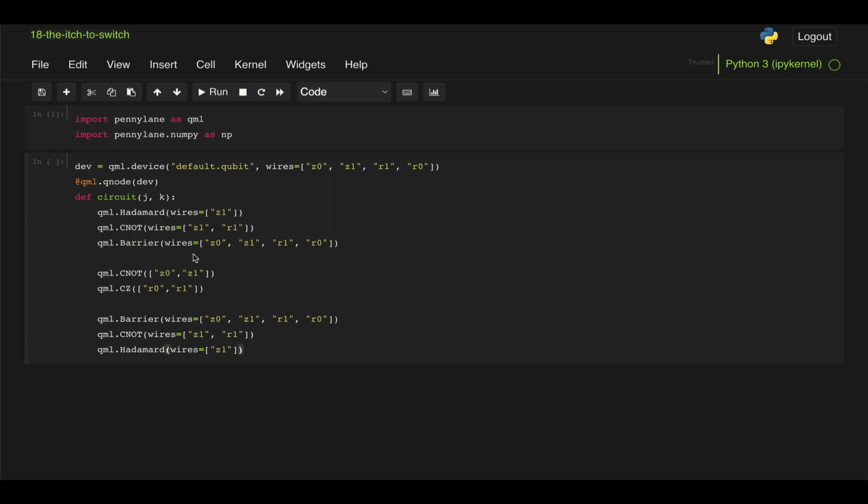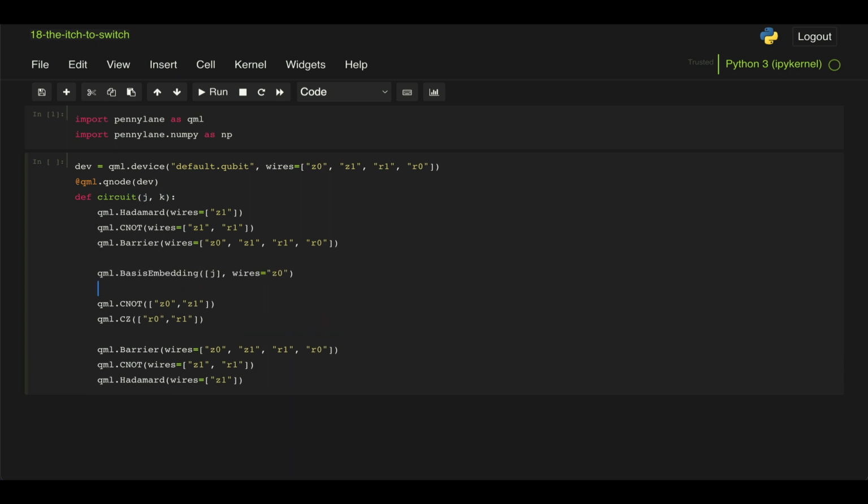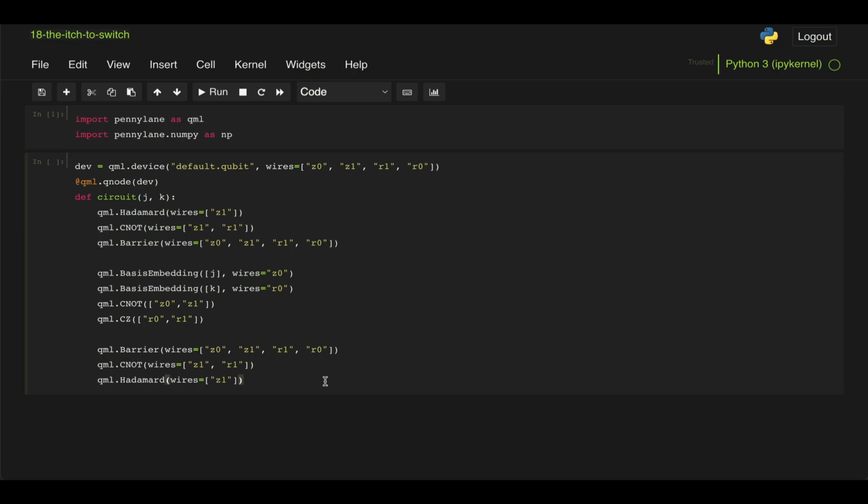Now here in this problem, we are told that we're going to be given the J and K values, and we need to encode them in the form of some input basis state. So we just basically need to make sure we encode those two so that we are generating either 0 or 1 in this J and K here at the input. And then we just need to return the probabilities of all wires.